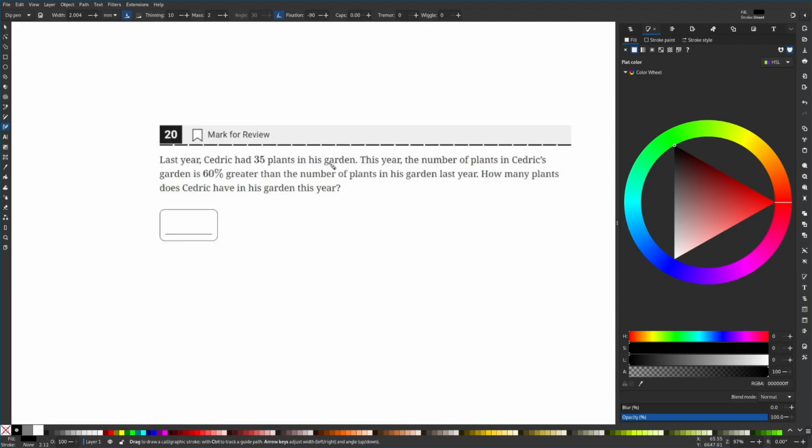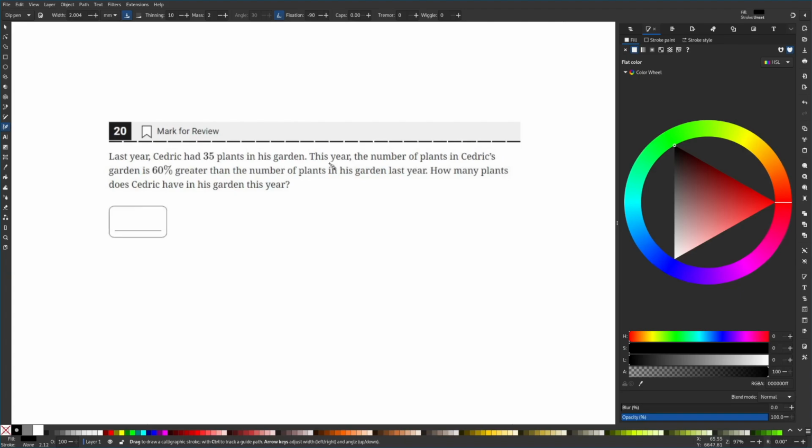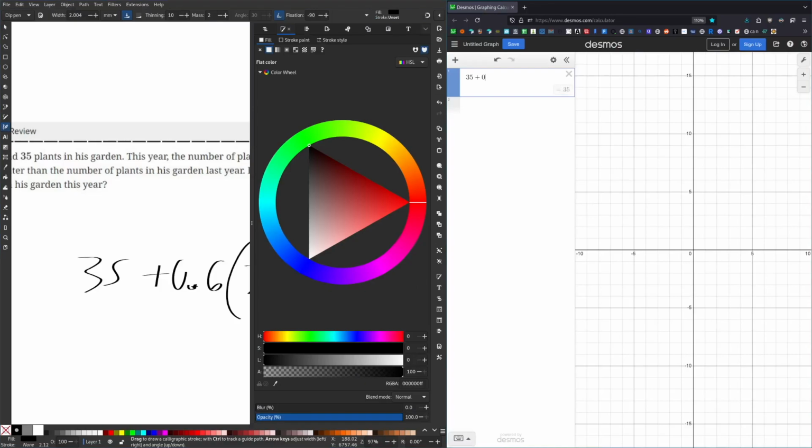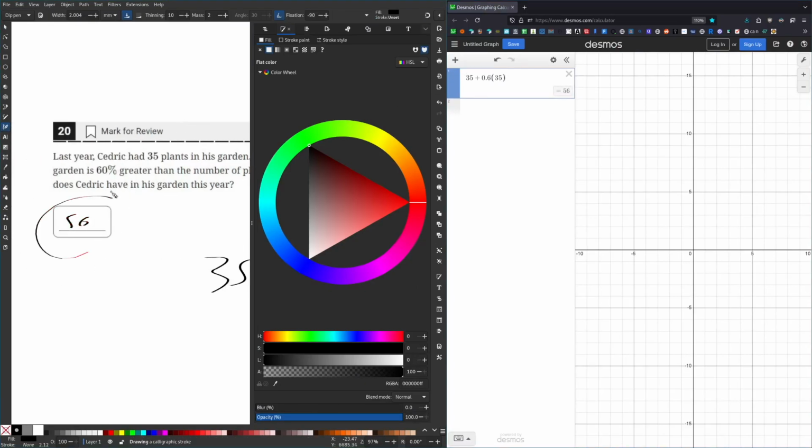Last year, Cedric had 35 plants in his garden. This year, the number of plants in his garden is 60% greater than the number of plants in his garden last year. How many plants does he have in his garden this year? Okay, so let's not forget the original amount he had, and we're going to add the increase. So we add 0.6 times 35. Let's see what that is. 35 plus 0.6 times 35, and you get the final answer of 56. Done.